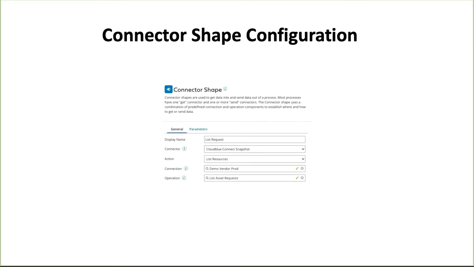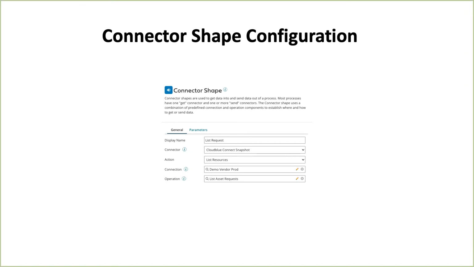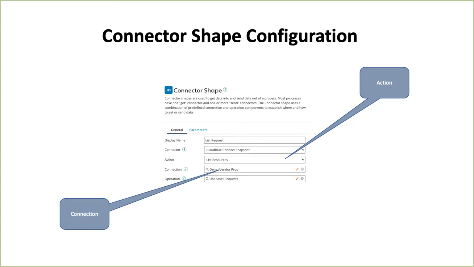Each connector shape or node has its configuration depending on the connector. In the CloudBlue connector shape, it is necessary to set up 3 different configurations. The action sets the type of operation, for example, list resources, get a resource, or close. The connection sets the environment and credentials of connection to the CloudBlue Connect platform. The operation indicates what resource the action will act on.